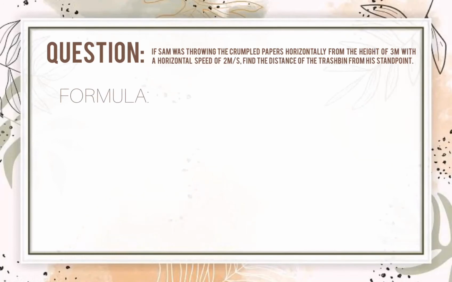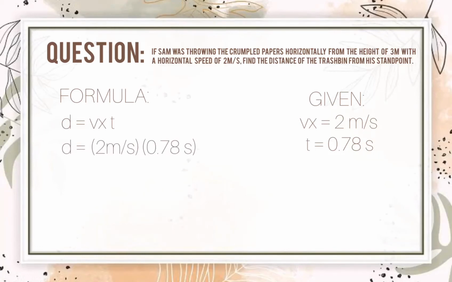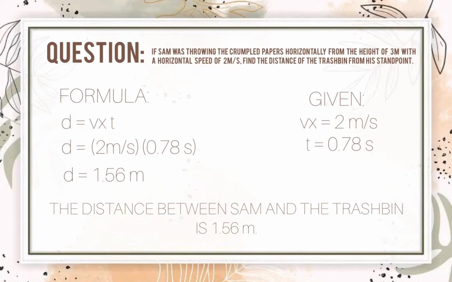In finding the distance, we simply multiply the horizontal speed and the time. The horizontal speed is 2 meters per second and the time is 0.78 seconds. Distance is equal to 2 meters per second times 0.78 seconds. When multiplied, the answer will be 1.56 meters. That means that the distance between Sam and the trash bin is 1.56 meters.